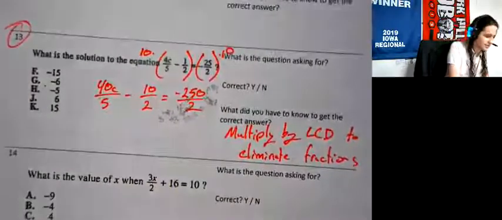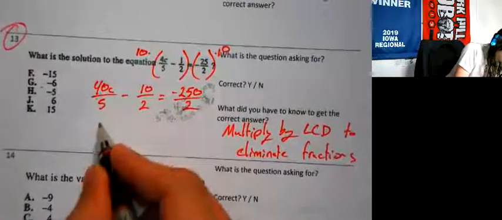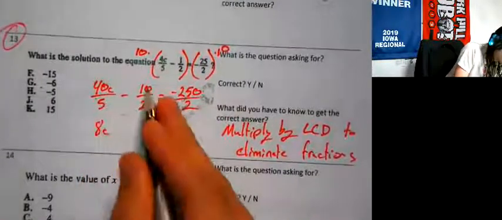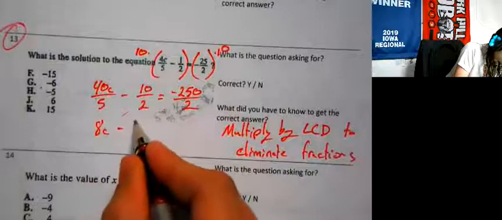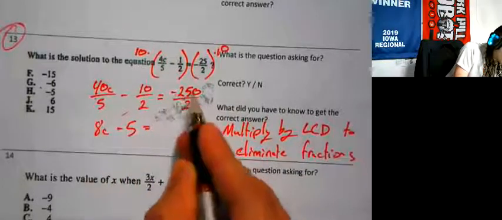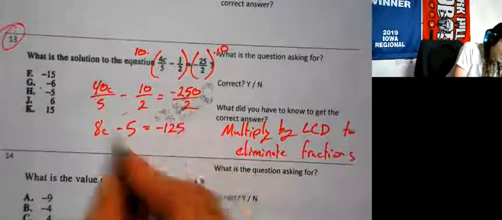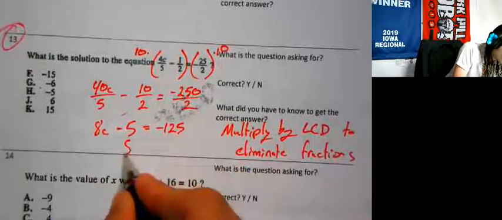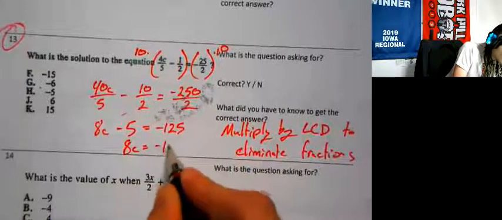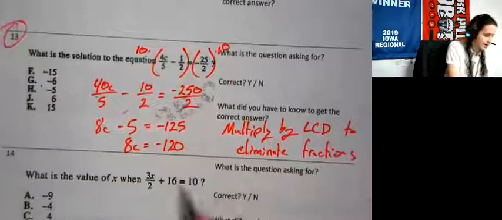Until you recognize that you can divide all those things. 40 divided by 5 is 8c. 10 divided by 2 becomes minus 5. Negative 250 over 2 is going to be negative 125. Add the 5 over. 8c is negative 120. You divide each side by 8.